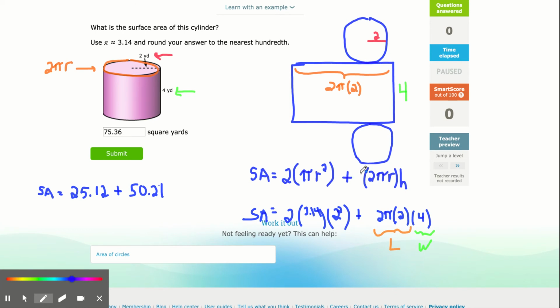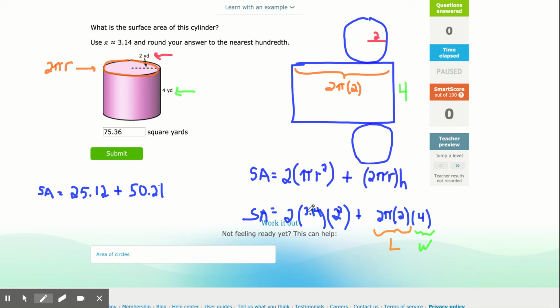All right, I rewrote that a little clearer now. Again, the surface area is those two circles, 2 pi r squared. Pi is 3.14, the radius squared is 4. The 2 pi r is the length of the rectangle. The 4 is the width of the rectangle.